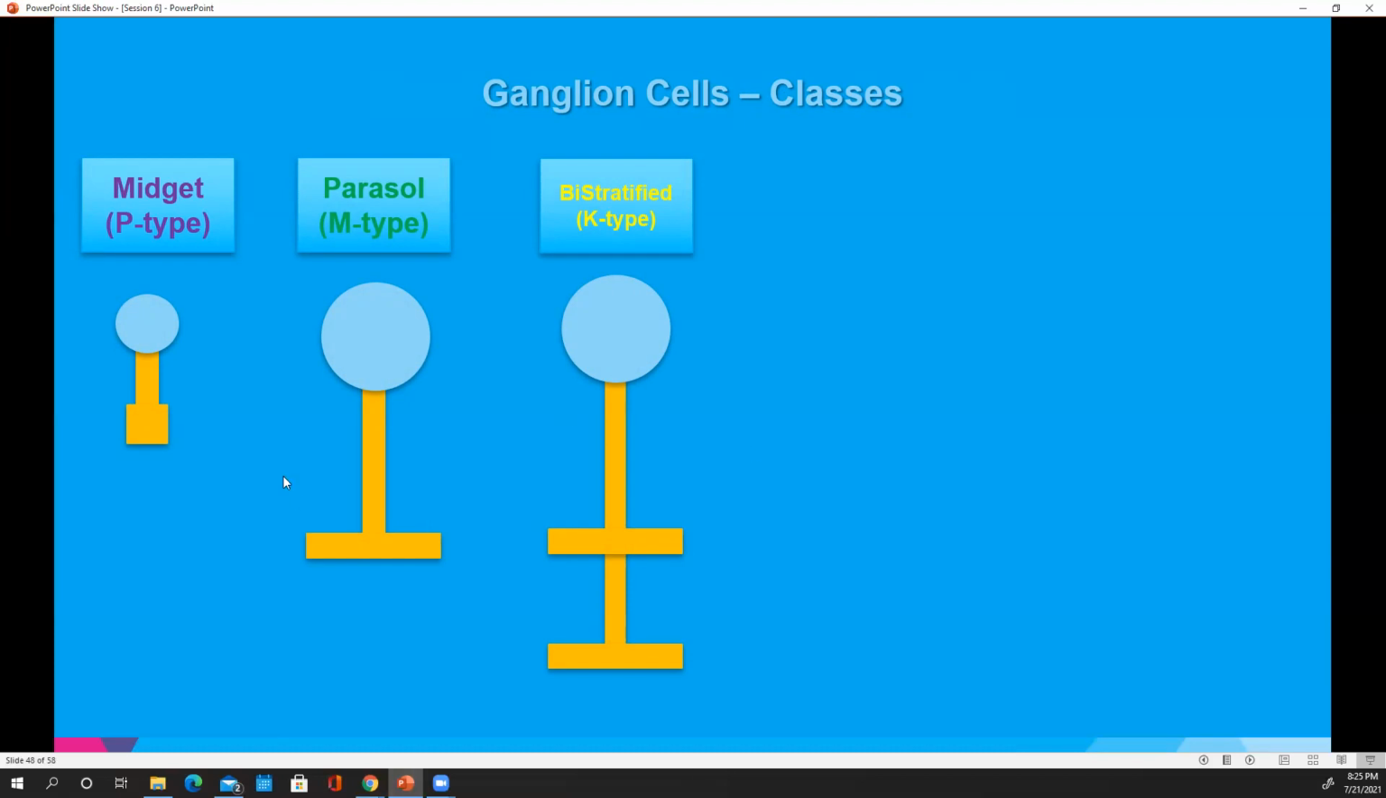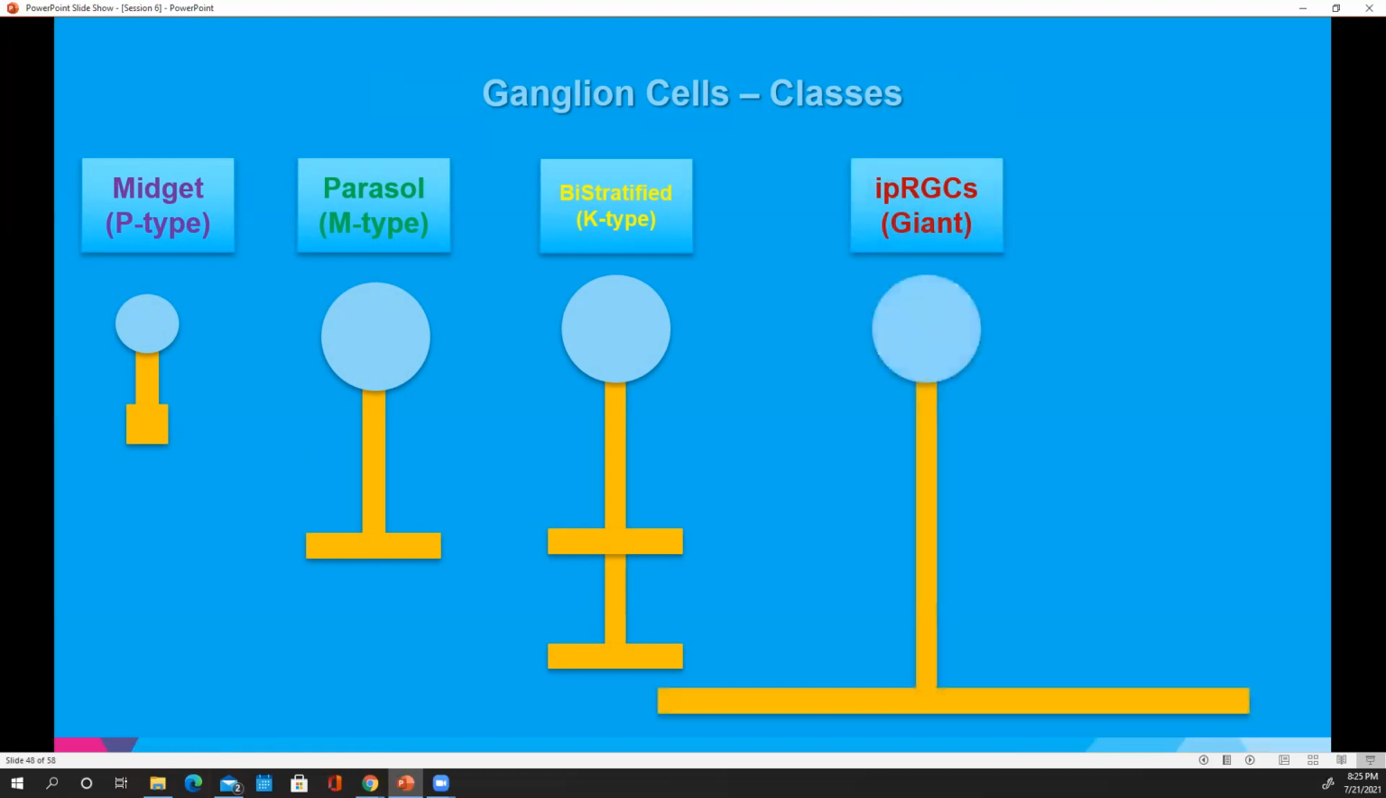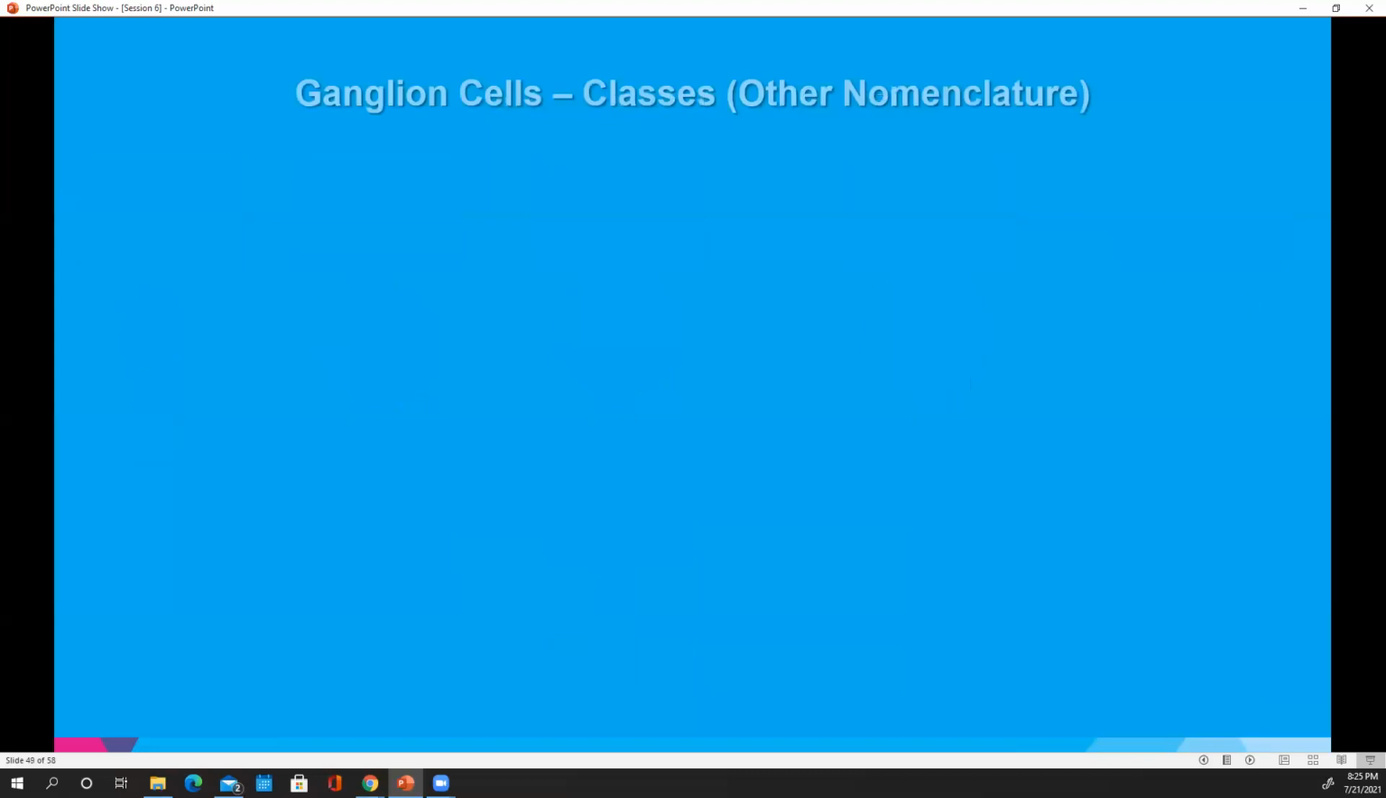Here's the IPL, okay? This is the inner plexiform layer that we're talking about here. Here's your IP-RGCs. I use the giant retinal ganglion cell as my example, and then you've got this other one where we don't really know what they look like. So these are your 5 classes of ganglion cells, okay?